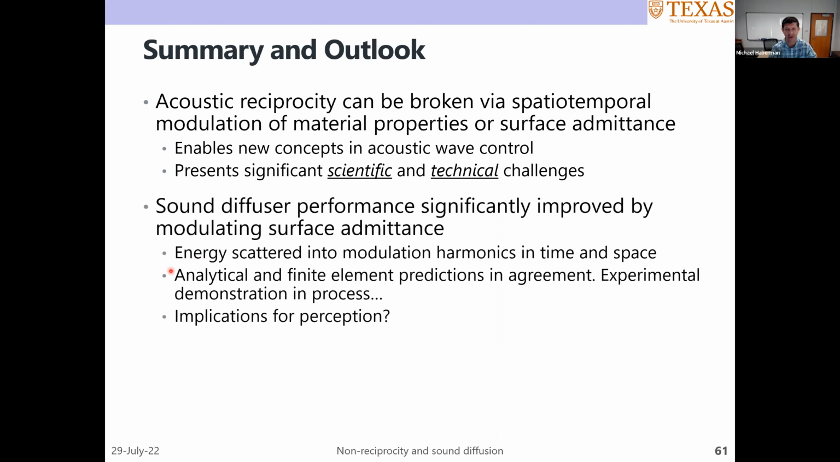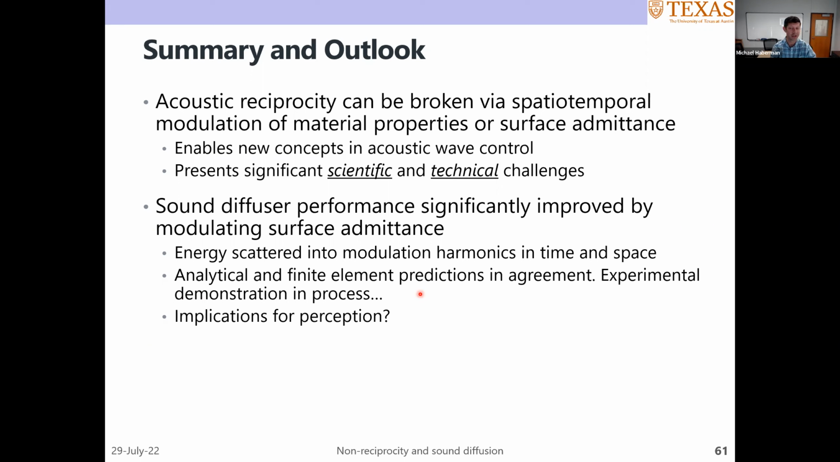And then we showed that sound diffuser performance can be improved by modulating a surface admittance. By controlling the modulation frequency and amplitude, we can control where energy is scattered into various modulation harmonics and directions. We derived an analytical model, validated with finite element predictions, and they're in agreement. The experimental demonstration is in process and is hopefully imminent.